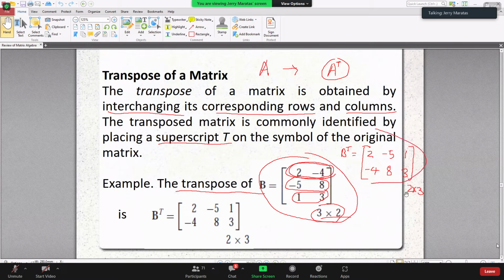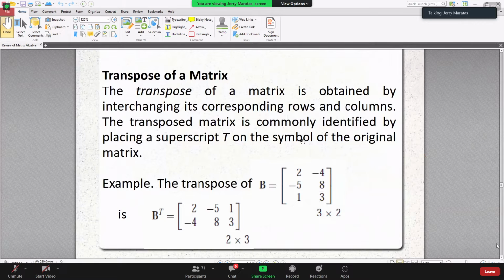So that's simple. Or another way is, if this is your first column, you make that as my first row. Okay, if this is my second column, I have to make that as my second row. So the idea is you simply interchange, no? So sa imong row, mahimo na siyang column. O sa imong column, mahimo na siyang row. And the size, you simply interchange also. If it's 3 by 2, it will become 2 by 3. So that's simply the idea about the transpose of a matrix. I don't think we have a problem with that, no?